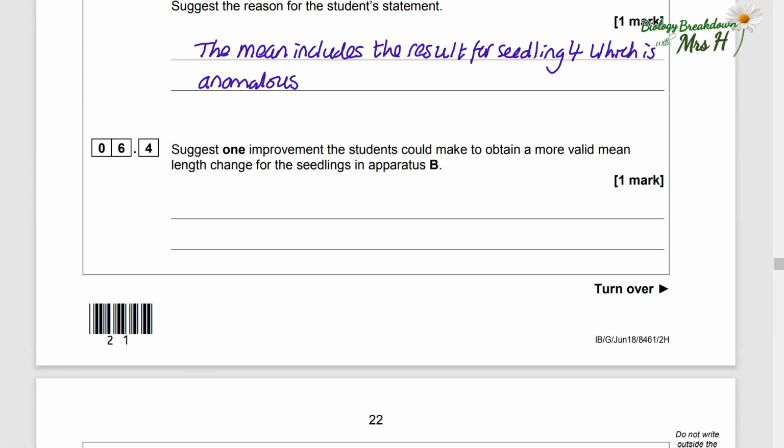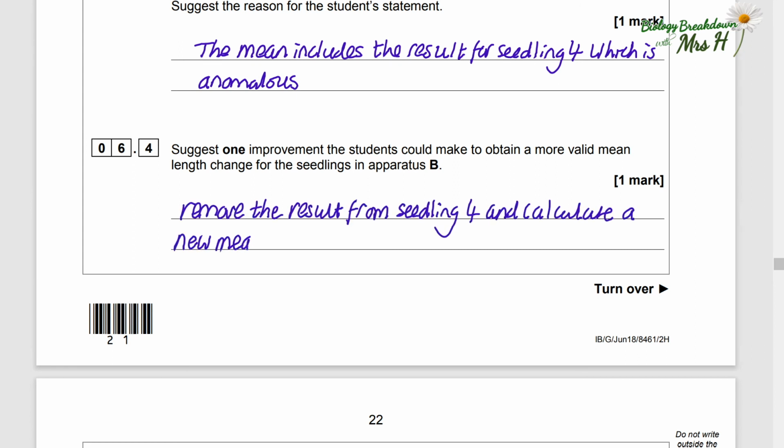Suggest one improvement the students could make to obtain a more valid mean length change for the seedlings in apparatus B. You just remove that anomalous result and calculate the mean without it in there. Or you could repeat the entire investigation and calculate a new mean.